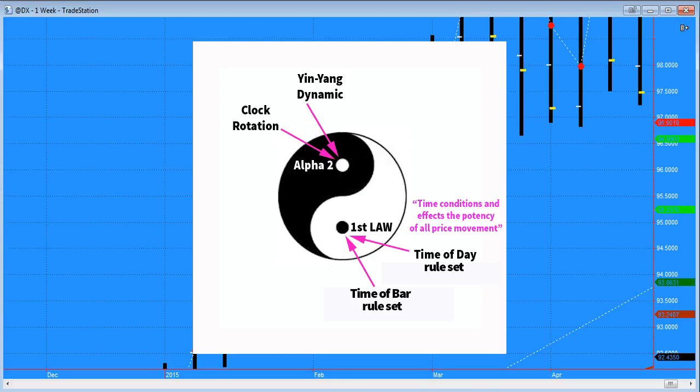The second time condition submodel involves time of bar, or qualifying intraday bars by virtue of reaching specific time thresholds, simply time elapsed in terms of X amount of minutes. This enhances the signal to noise ratio. So the first law provides 2 different filters that use time as a conditioning element.